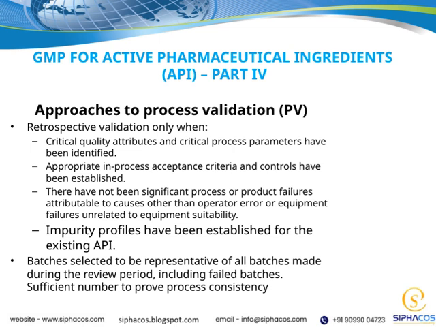When selecting batches for review, they should be representative of all batches produced during the review period, including any that failed. It's essential to choose a sufficient number of batches to demonstrate the process's consistency over time. All of these points are crucial as we aim to maintain high-quality standards for active pharmaceutical ingredients, aligning with GMP requirements. Retrospective validation, when applied correctly, can be an efficient way to confirm that our processes remain reliable and compliant.